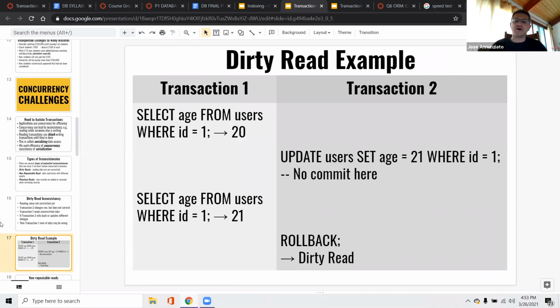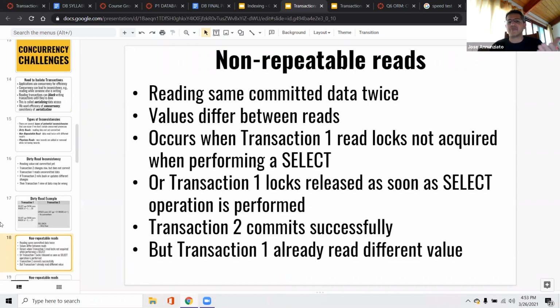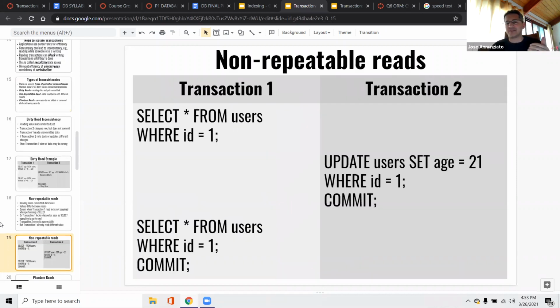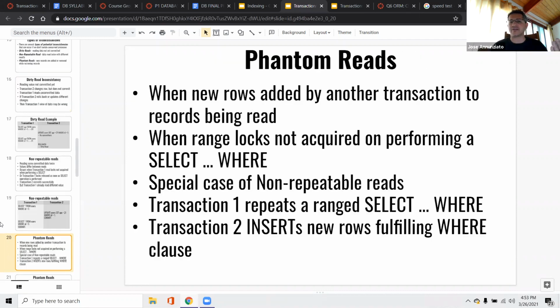So transaction 1 reads 20, and the other one, transaction 2, tries to update, but transaction 1 still reads it, but then transaction 2 rolls it back. So now transaction 1 is working with old data. Non-repeatable reads: you read something in memory, you assume that you're going to read it again, and it's going to give the same value, but it's not, because transaction 2 could be coming in and changing the data underneath you, and when you read it again, you see a different value.